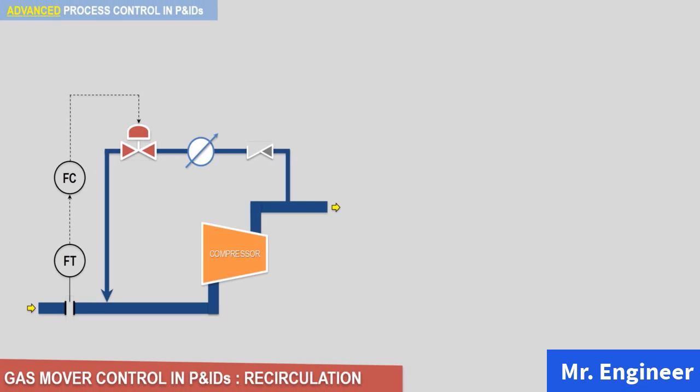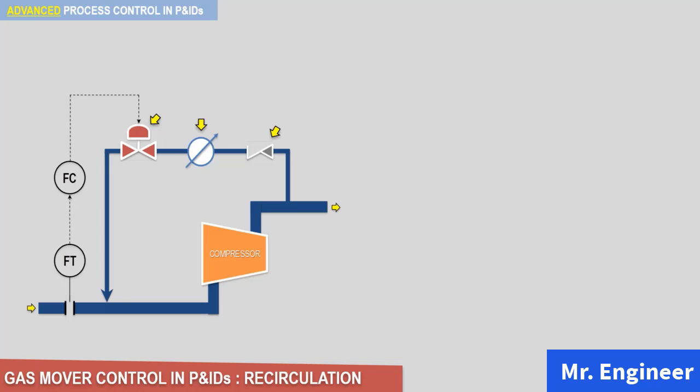Take a look at this PNID example. It shows a typical recirculation system. Here we have a recirculation line with a check valve, and we have included a cooler on the line because with compression you get an increase in temperature and you may need to cool the recirculated gas before it goes back into the suction side of the gas mover. We also have a control valve on this line to prevent all of the flow from going through this attractive route of less resistance.